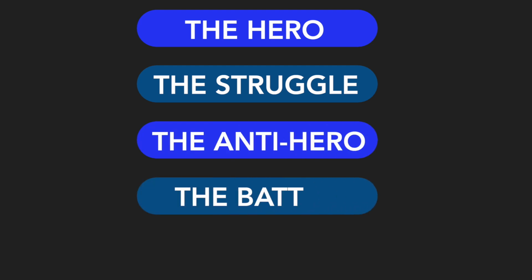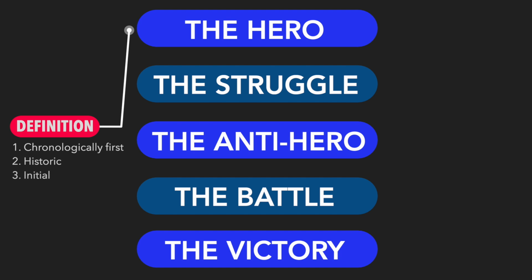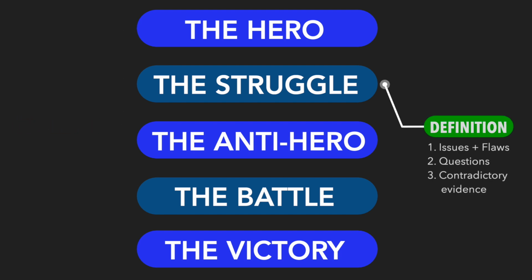Now, I think of arguments as generally being made up of 5 key elements: the hero, the struggle, the anti-hero, the battle, and finally the victory. The hero is the first viewpoint to be made about a topic. It's usually a historic viewpoint that scientists initially held. Then there's the struggle. This is where some scientists started to find issues and flaws with the original hero point and started to question it, usually because contradictory evidence is found.